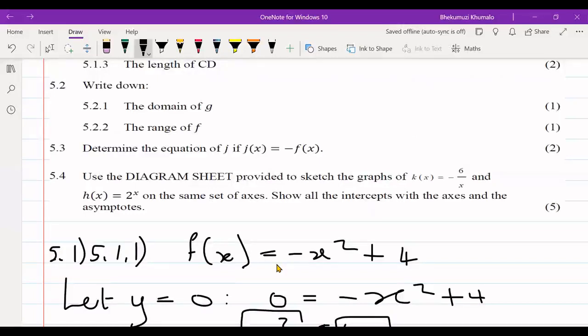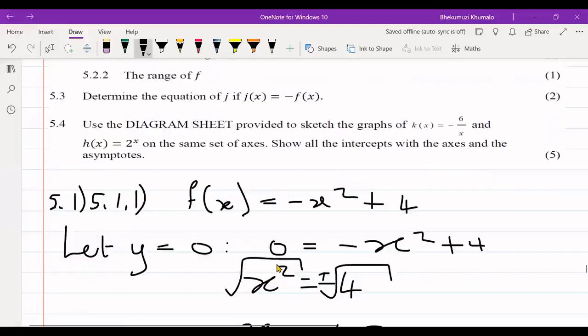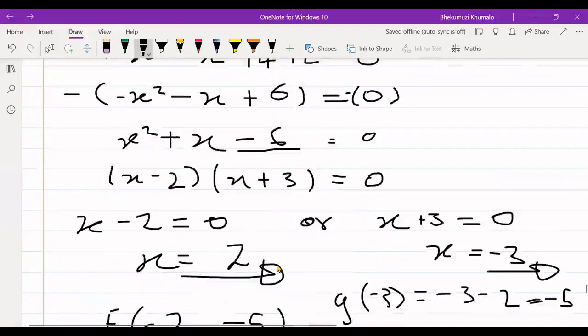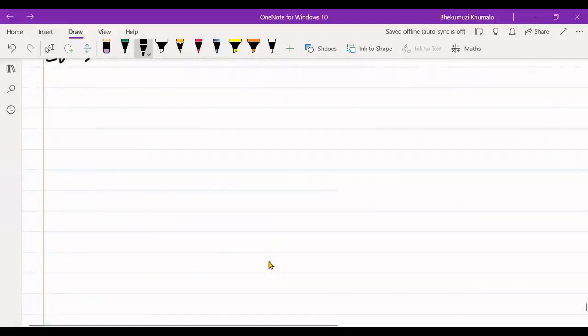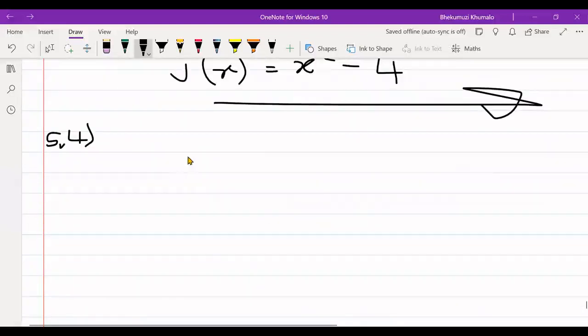Show all the intercepts with the axes and the asymptotes. Now, in this case, I actually will not write all this up, but what I will do is to draw it up, because I won't be able to draw all this up.